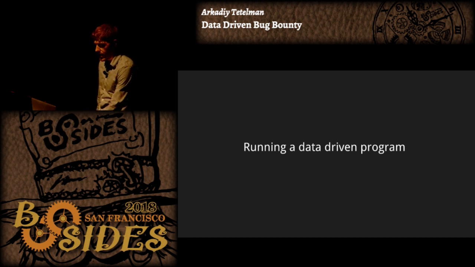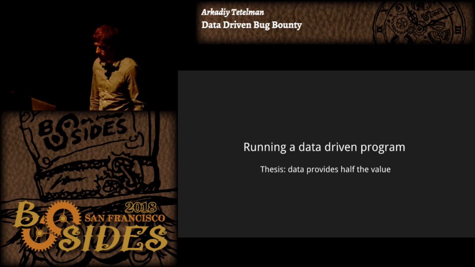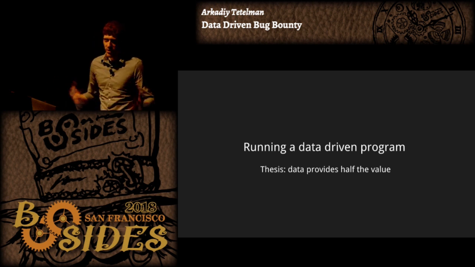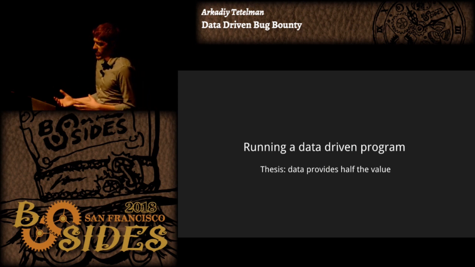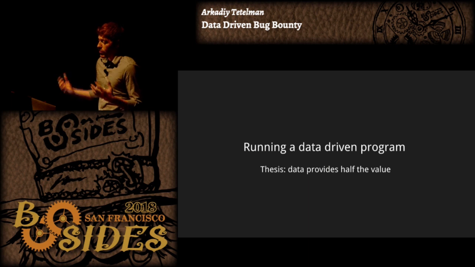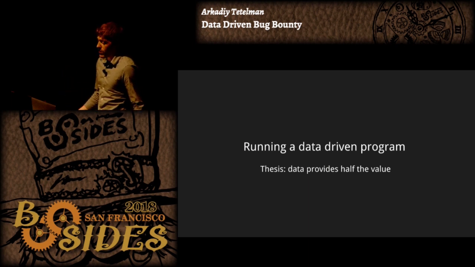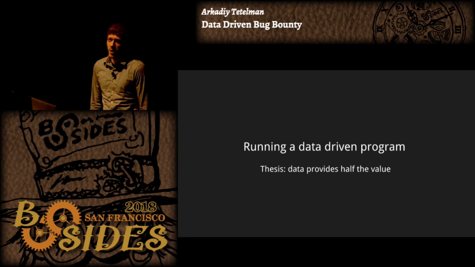My thesis is that data presents half of the value of a bug bounty program. Half of the value is going to be resolving issues. Obviously, you need to resolve the issues that you receive, but collecting these metrics around what are the vulnerability classes that you're seeing? What are your resolution times? When are bugs going past SLA? How often are they going past SLA? Which teams go past SLA? Which teams introduce bugs?